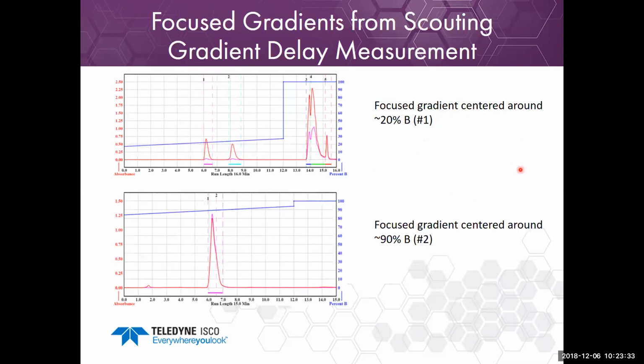Okay. Focus gradients from the scouting gradient are forming over here. In this example over here, the first peak does come out at about 20% B, and it comes out at 6 minutes. That happens to be the same time that I used for the model compound that I showed you on the isocratic runs earlier. Likewise, peak number 4 that elutes very late now comes out at 90% B, just as the delay suggested. So this is a pretty good way of calculating a focus gradient.